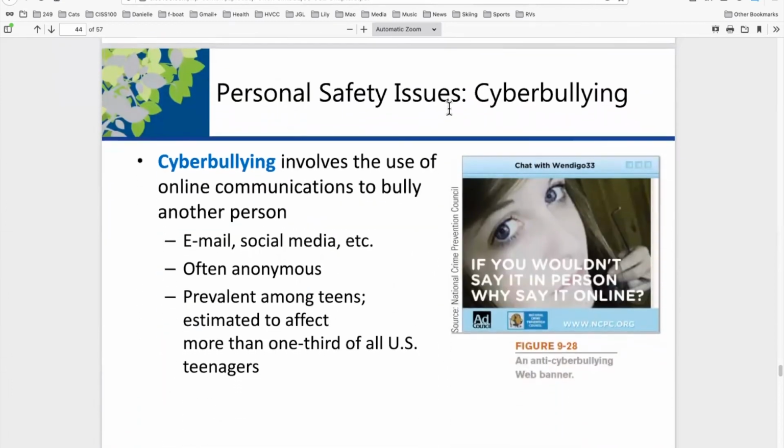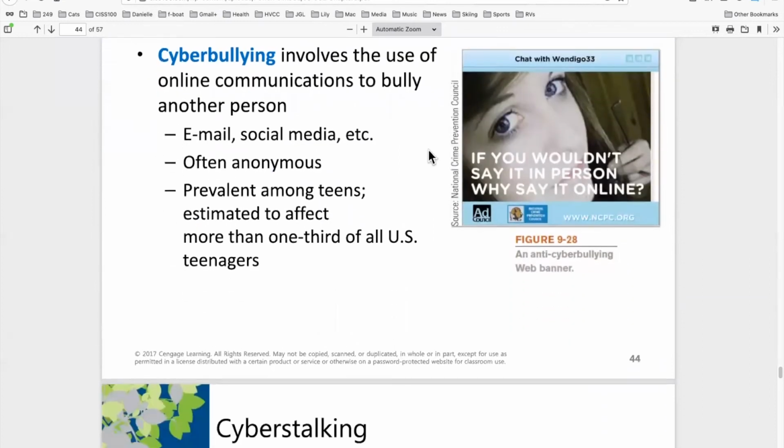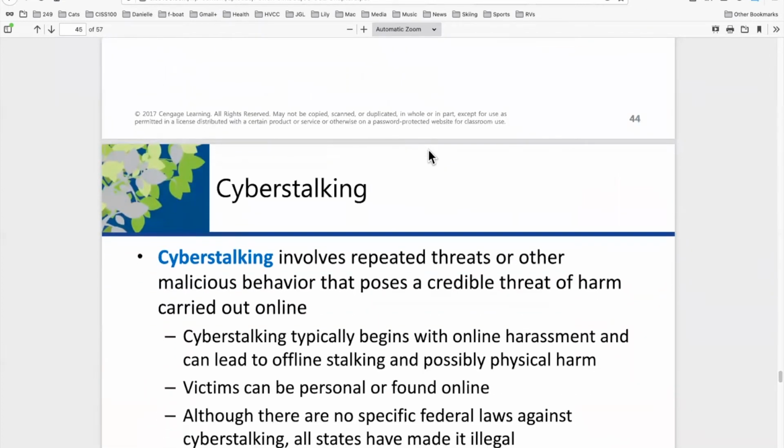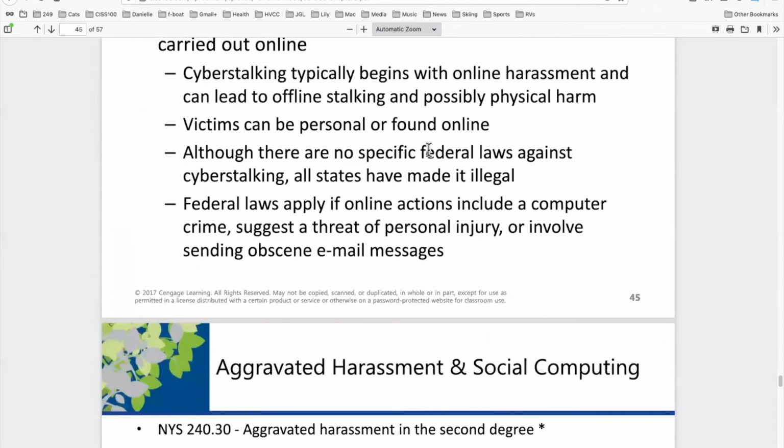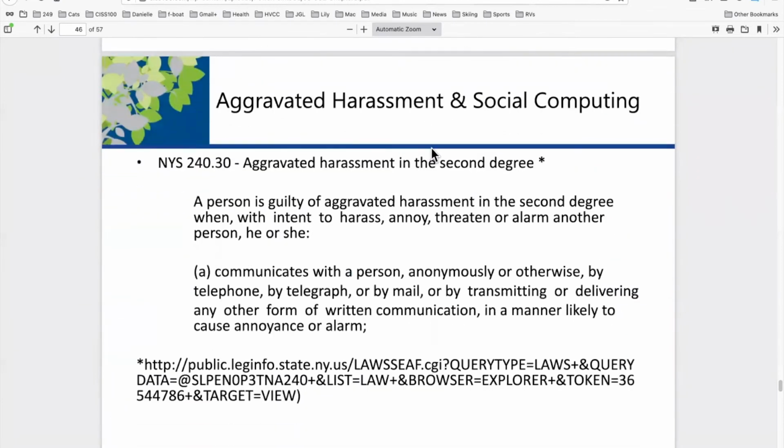Cyberbullying and cyber stalking, excuse me. We're familiar with it. We're growing up in this social media age. But what I wanted to present was something, again, outside of the textbook. I wanted to present to you the New York State Penal Code on aggravated harassment in the second degree.